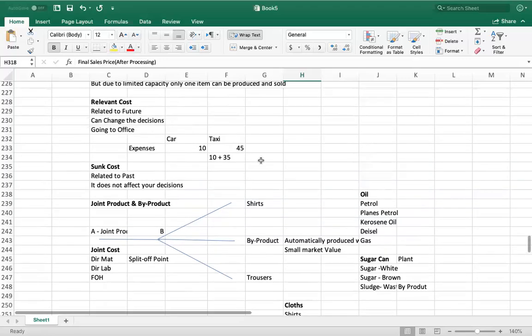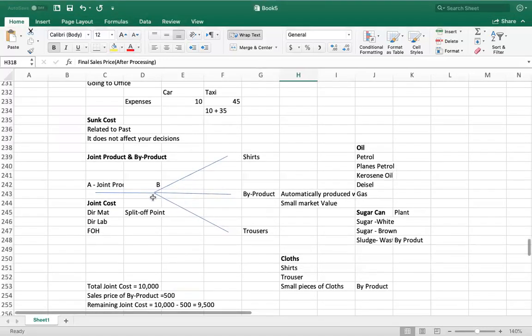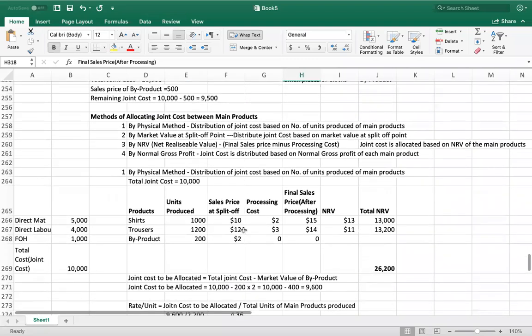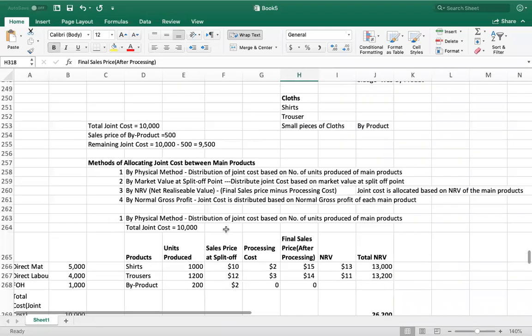Now, what does it mean by further processing? For example, when your production is completed, shirts are completed, trousers are completed, you sell as it is, without any packing, without any ironing. It will give you 10 and 12. But if you make some good, beautiful packing, pressing, ironing, maybe it will give you a better price. So after further processing, it will give you 15 for the shirt and 14 for the trouser.